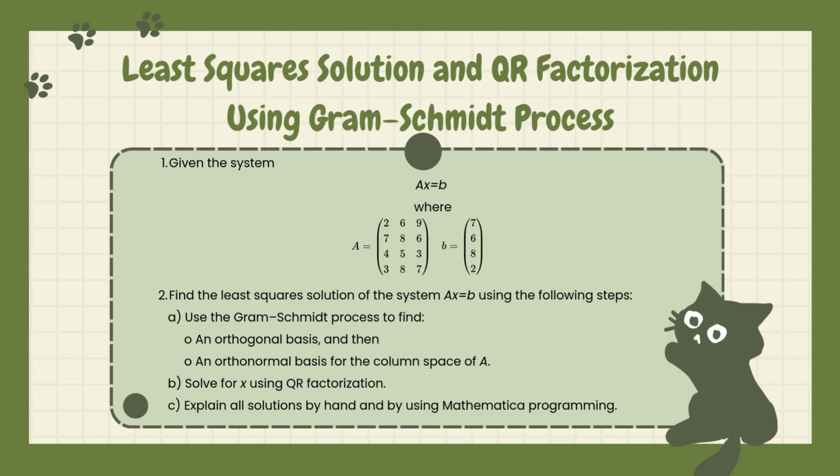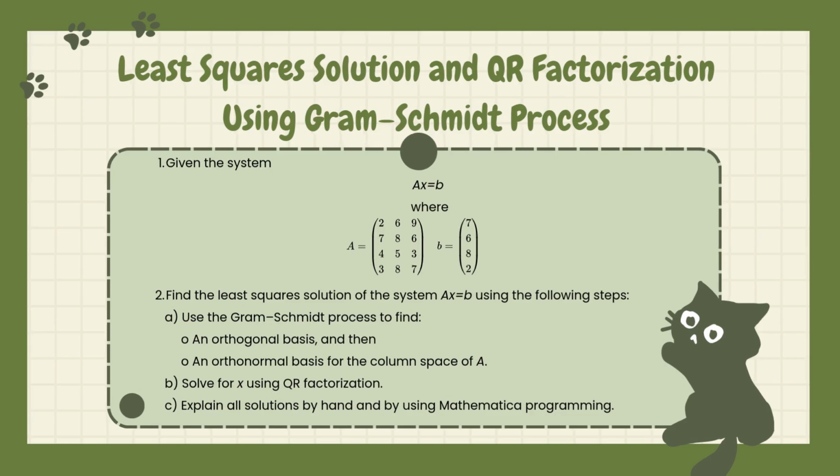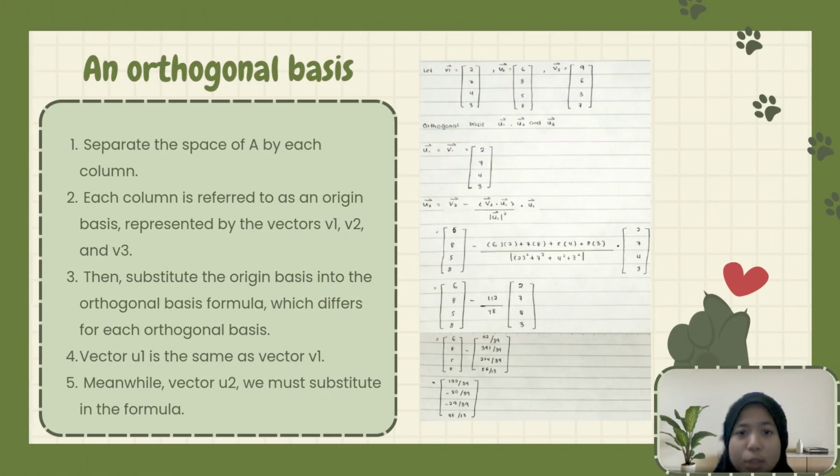Okay, so first of all, how do we find an orthogonal basis? First, we need to separate the column space of A by each column, where each column is represented as a vector v1, v2, and v3. So for column 1, we set it as vector v1. For the second column, we set it as vector v2, and the third as vector v3.